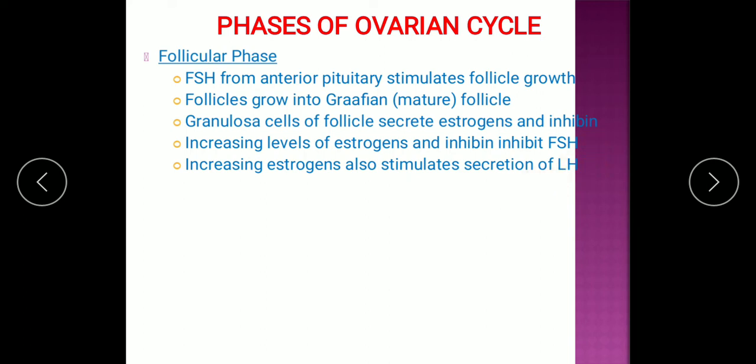In the follicular phase, the anterior pituitary stimulates follicle growth. Immature follicles grow into mature follicles, called Graafian follicles. The granulosa cells of a follicle secrete estrogen and inhibin. The increased level of estrogen and inhibin inhibits FSH. Excess secretion of estrogen suppresses FSH, and increased estrogen also stimulates the secretion of LH.